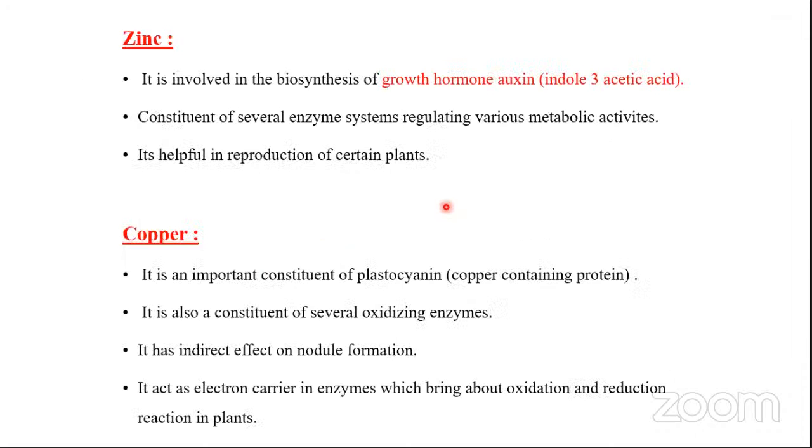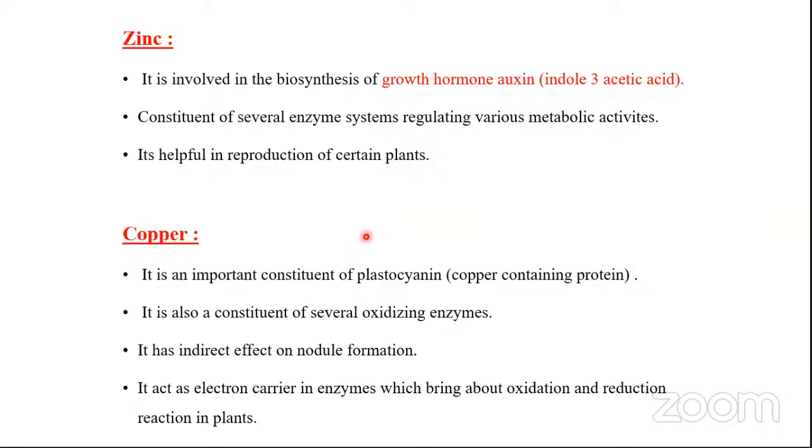Coming to zinc, it is involved in the biosynthesis of growth hormones like auxins, and also in several enzyme activating processes. Copper is mostly a constituent of plastocyanin, one of the important proteins in the crop. It also consists of several oxidizing enzymes. It has an indirect effect on nodule formation, and it is an electron carrier in oxidation reduction reactions in the plant. So that is the role of copper.